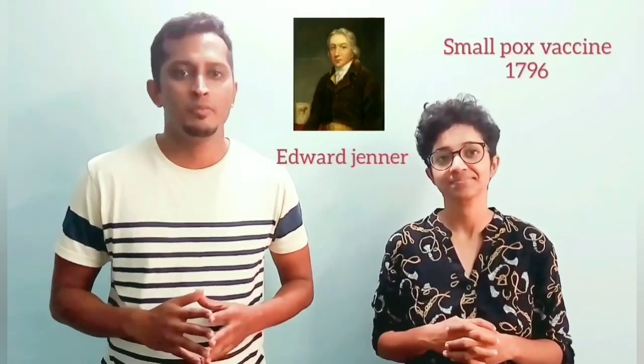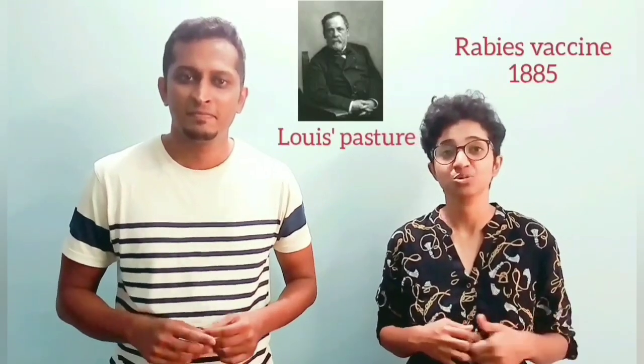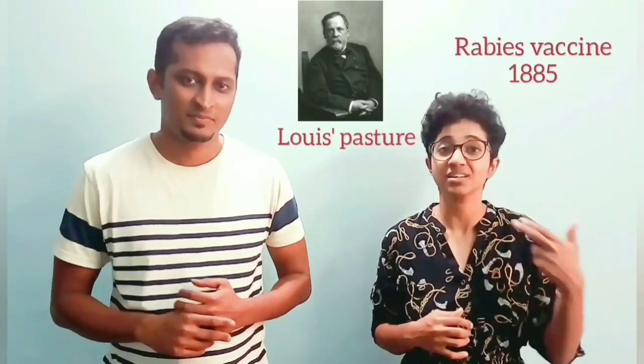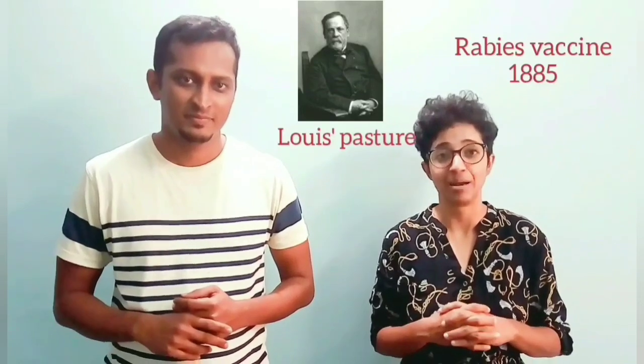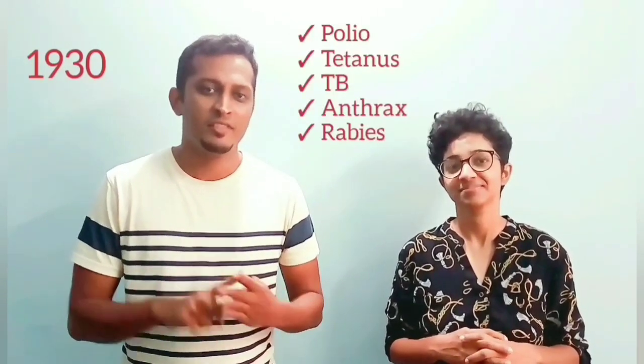As evidence says, the Chinese used smallpox variolation in 1000 AD. As per the documented history, Edward Jenner developed a vaccine for smallpox in the year 1796. Louis Pasteur, who is a French chemist, microbiologist and biologist, developed a vaccine for rabies in the year 1885. By the year 1930, we had developed vaccines for polio, tetanus, TB, anthrax, rabies and many more diseases.